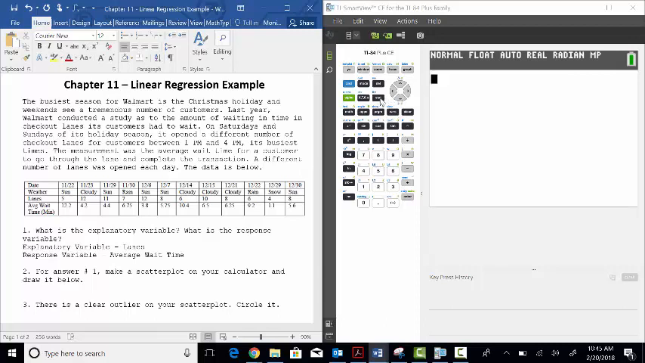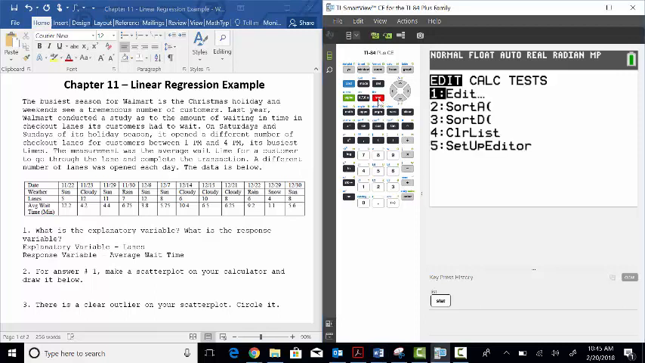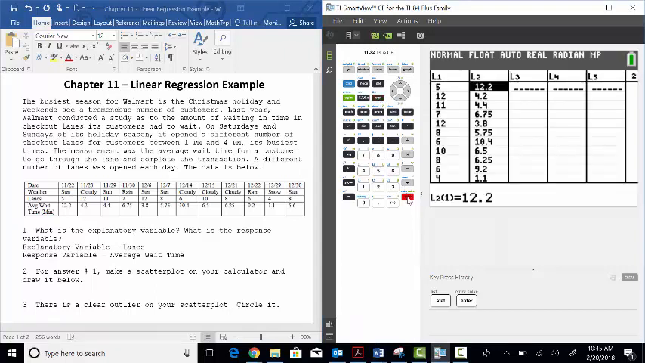The very first thing I'm going to do is click this button right here. If you can see my cursor, I'm going to click the button that says STAT. Once I have that clicked, I'm going to choose Edit because I need to put in the data. I've already done it, but pretty much you want to do the same exact thing. Under L1, you want to put in all of your lanes. So how many lanes are open? 5, 12, 11, all the way down to 8.